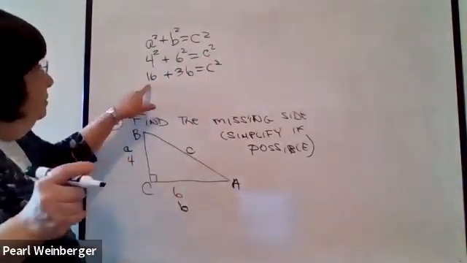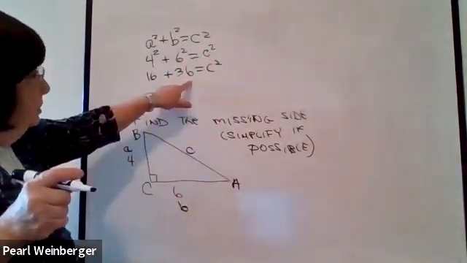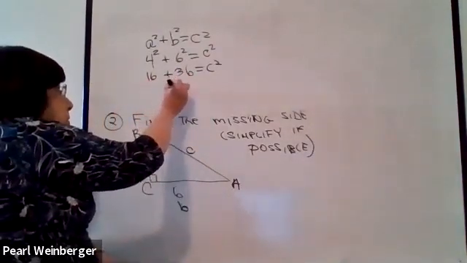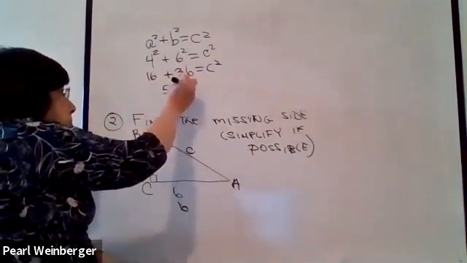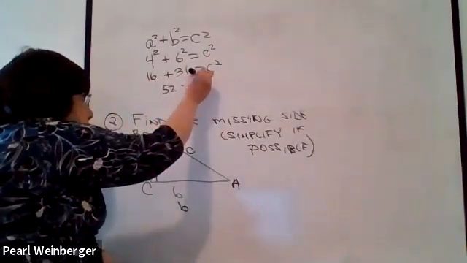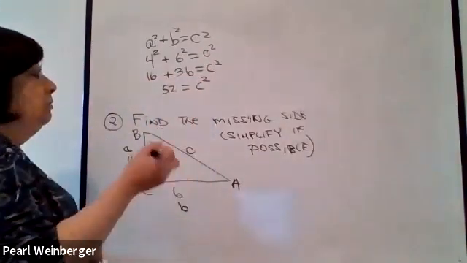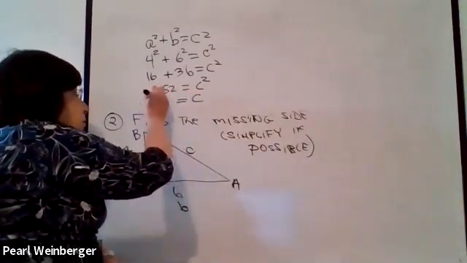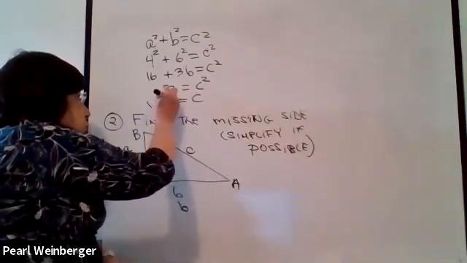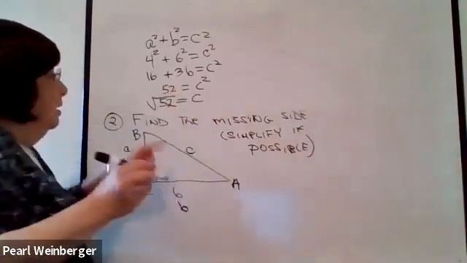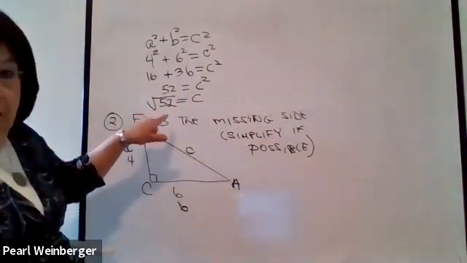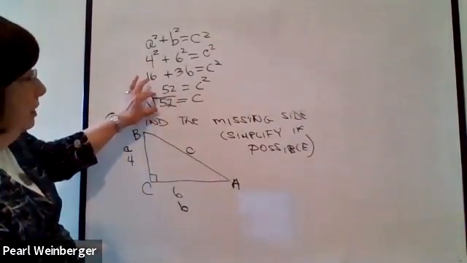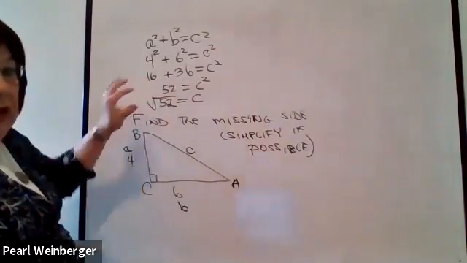So I have to add the 16 and the 36. That gives me 52. So c squared equals 52, which means that c is the square root of 52. This is my answer. Don't forget, your last step is to get the square root.